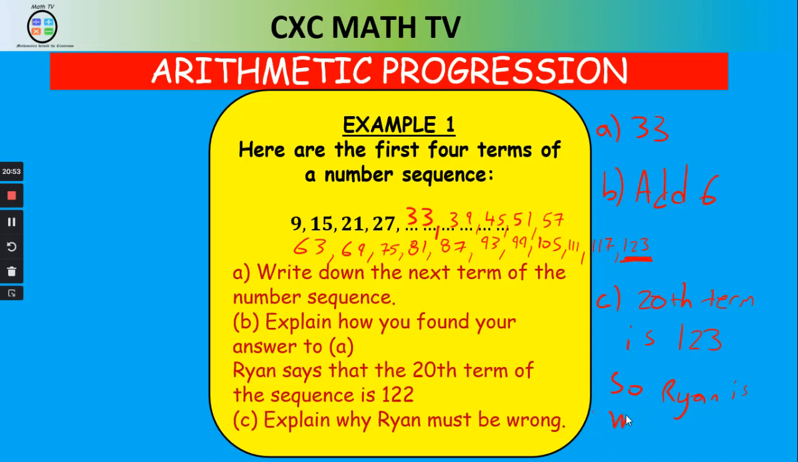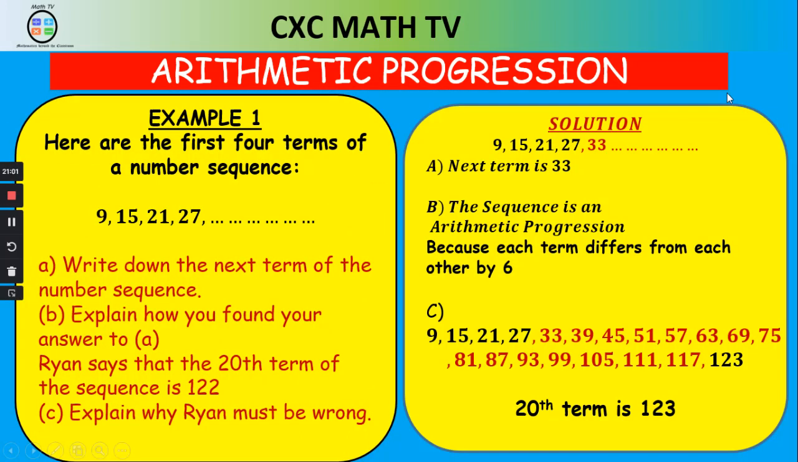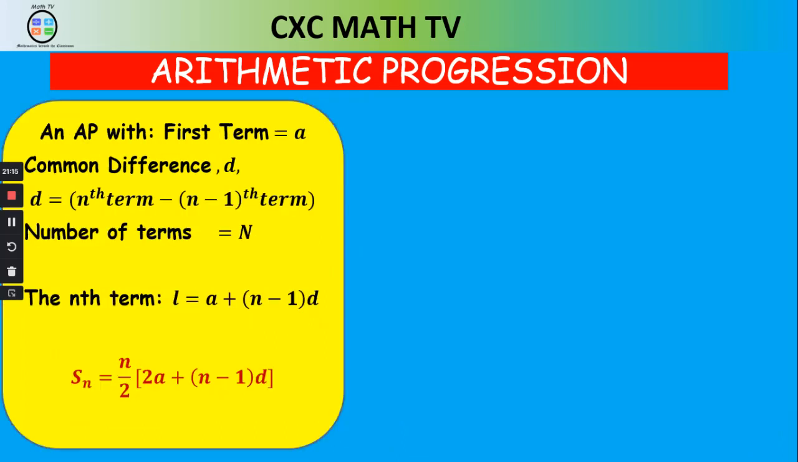Now, if you did it this way, that's fine. That's a whole heap of work. So just to type it out so it looks more presentable. This is what you did, right? You said the next term was 33, and you said because each term differs by 6, you list out all of them and show that the 20th term was 123, so Ryan is wrong. Now that is not how I wanted you to do this question. I want you to go back and use arithmetic progression under this question.